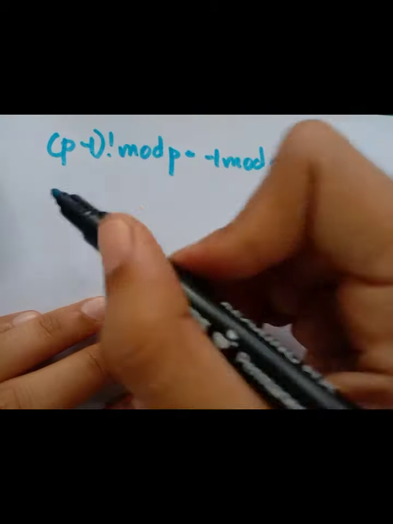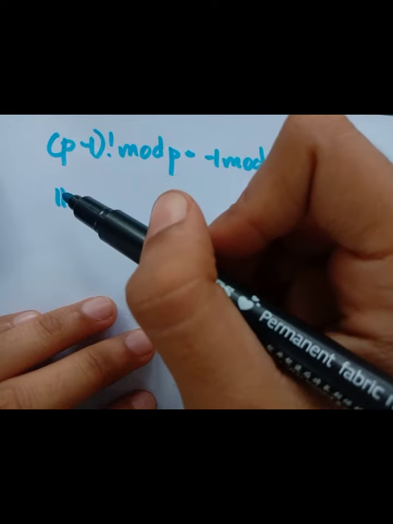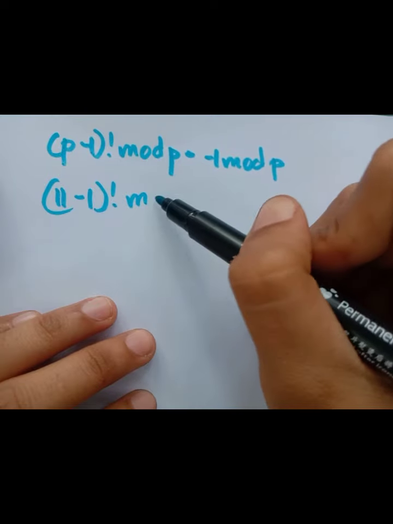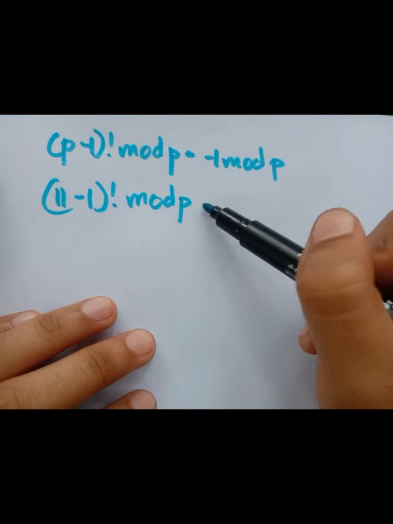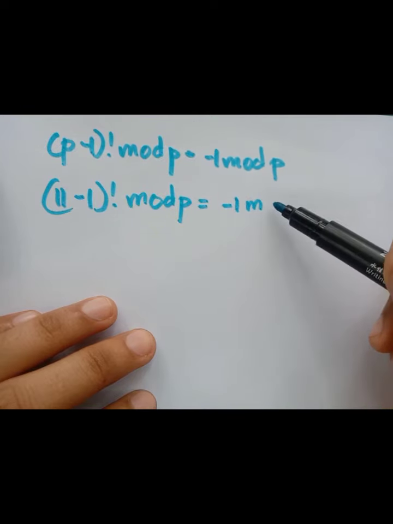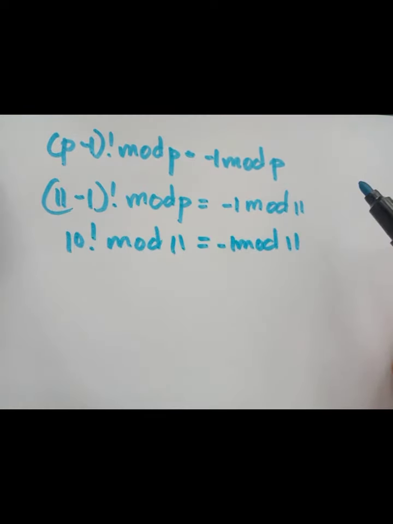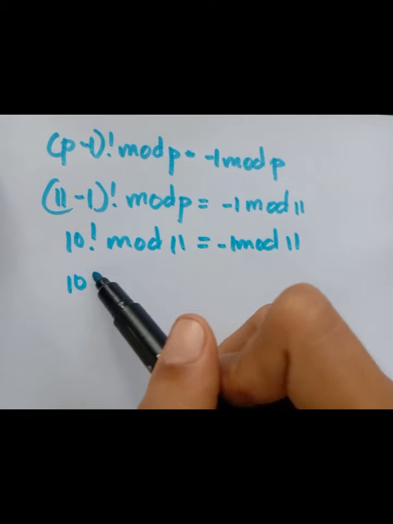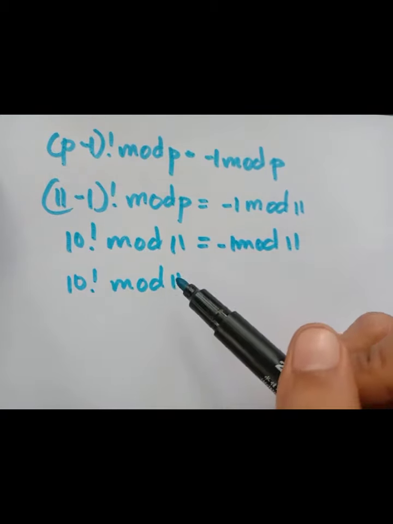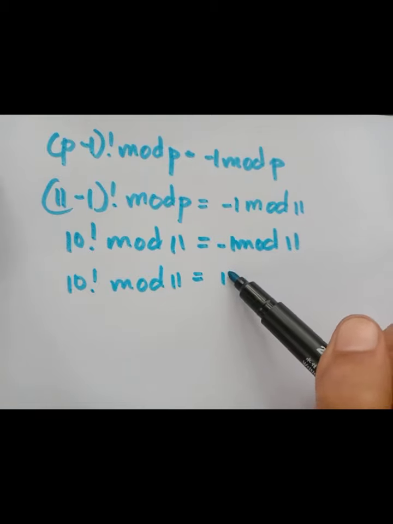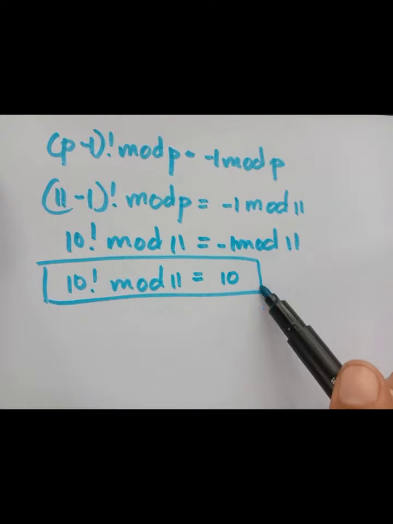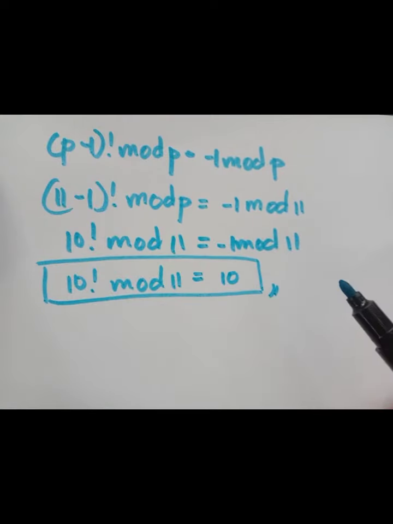And now let's try another example. We have (11 minus 1) factorial mod 11 equals negative 1 mod 11. And now we have 10 factorial mod 11 equals negative 1 mod 11. Negative 1 mod 11 equals 10. 10 factorial mod 11 will give us a remainder of 10.